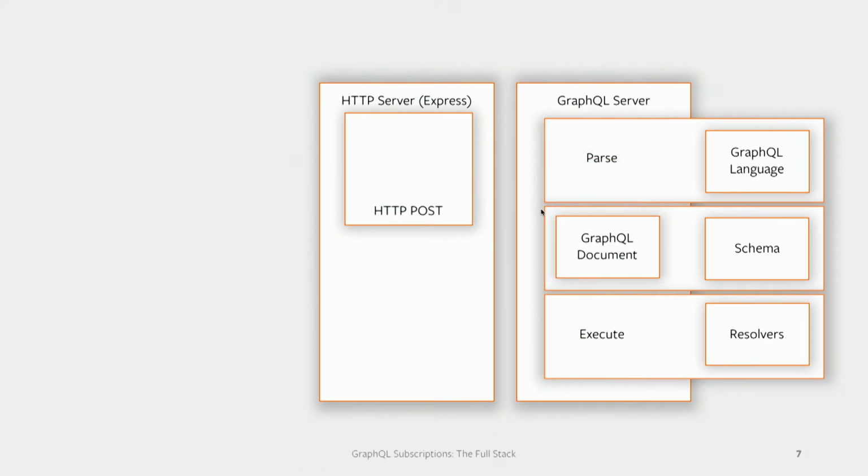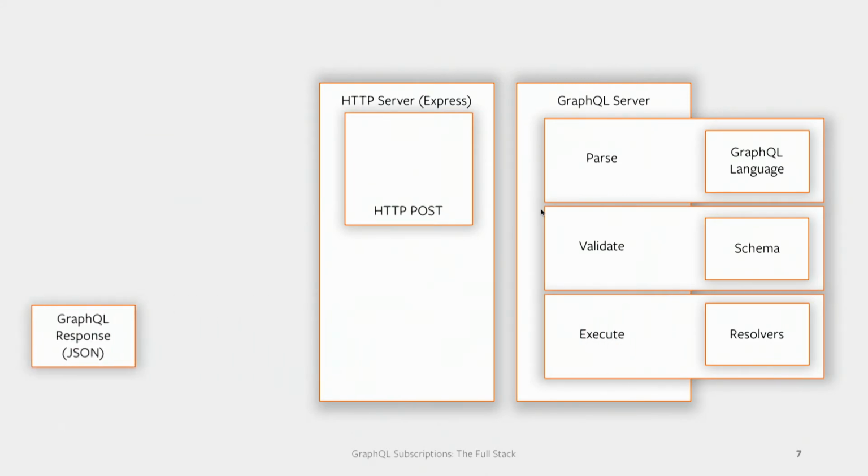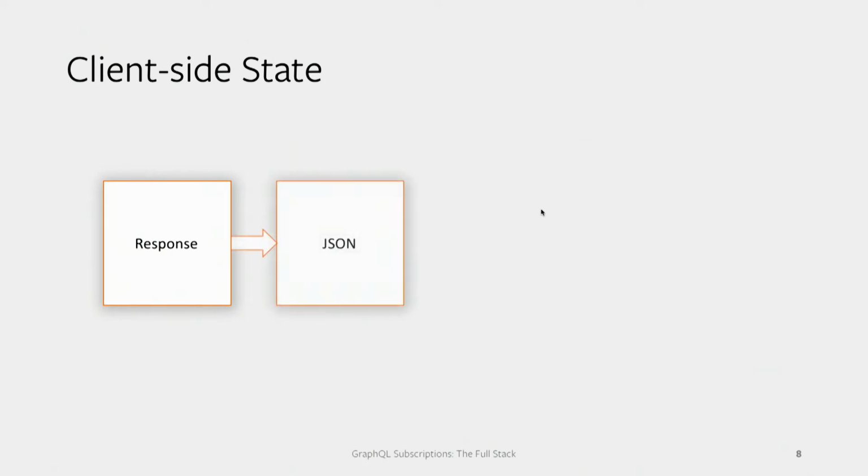And if it passes validation, then we get down to execution. And that's when we actually execute the resolvers associated with each of those fields. And as those resolvers come back, we take the responses, and we assemble them into a JSON string. And then we send it back to the client. Once it gets to the client, we've got a response. We've got JSON. What do we do with it now? Well, the answer is whatever you want.